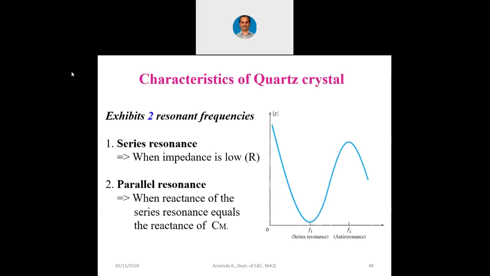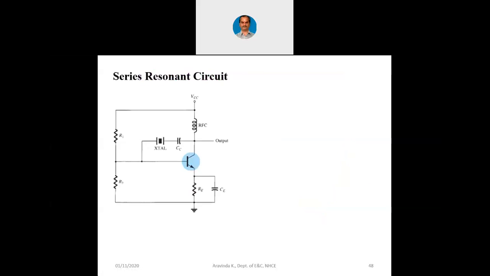As I showed you in the previous slide, when the impedance is low, it is the series resonance which is going to work. At that time, the parallel capacitance will be ignored. When the impedance is very high, then the parallel resonance comes into picture. So, using this logic, if we connect one capacitance in series with the crystal, automatically the series resonant part of the frequency is going to be utilized.